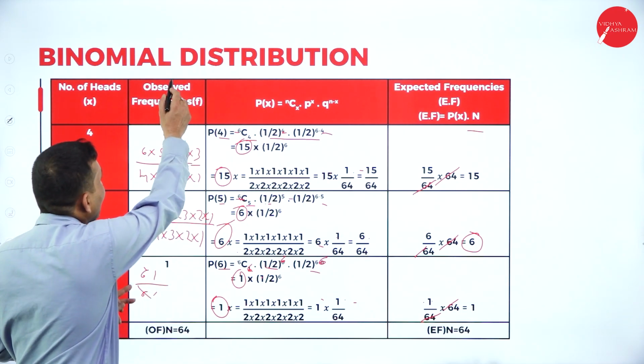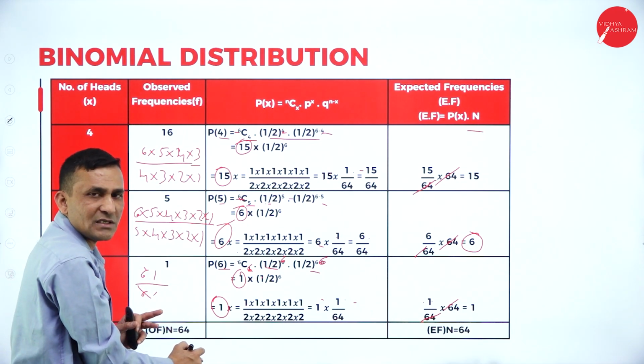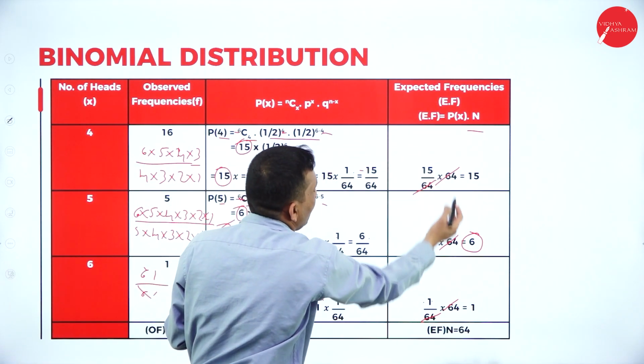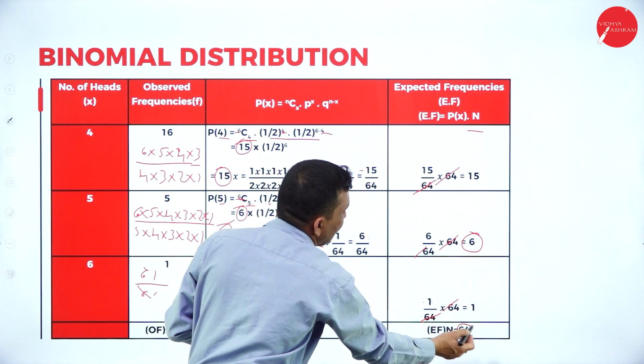Now observe, if you take the observed frequency whichever is given in the question, you are getting 64, and if you take the total of the expected frequency also you are getting 64.